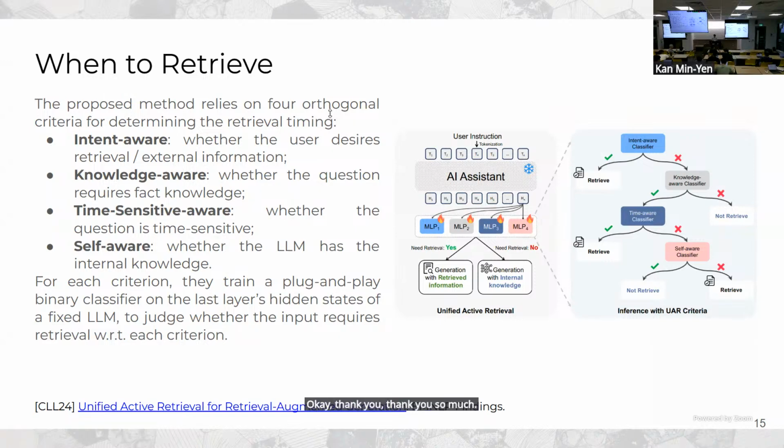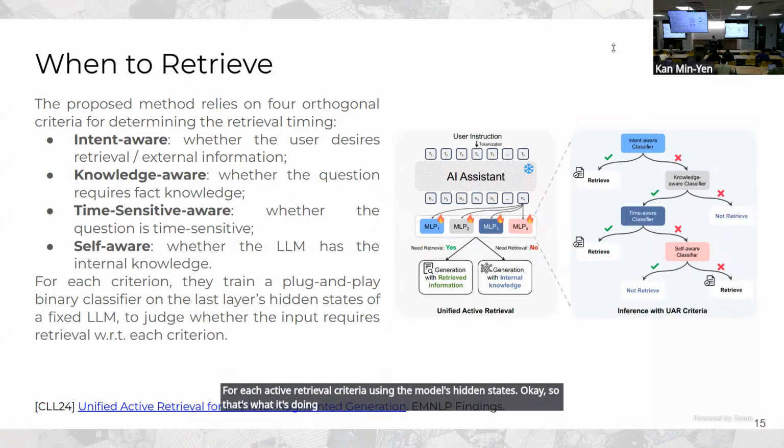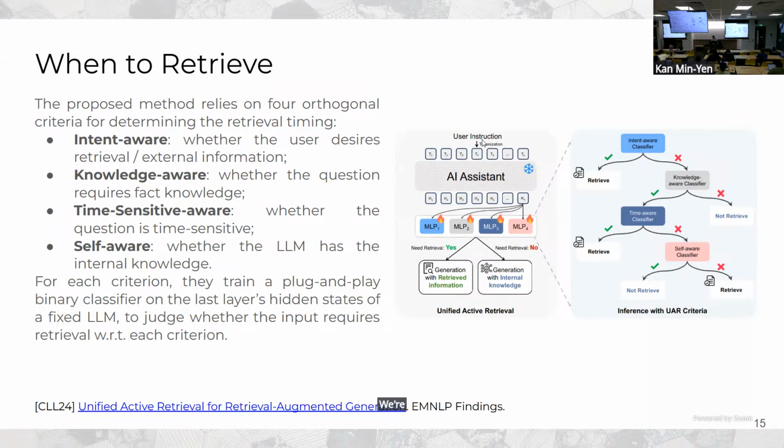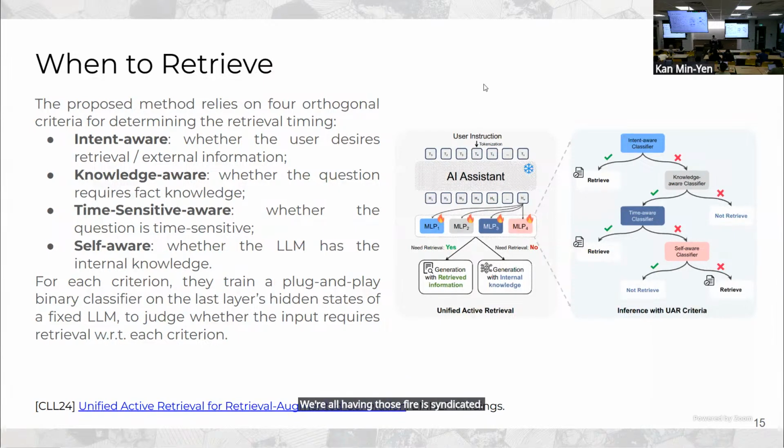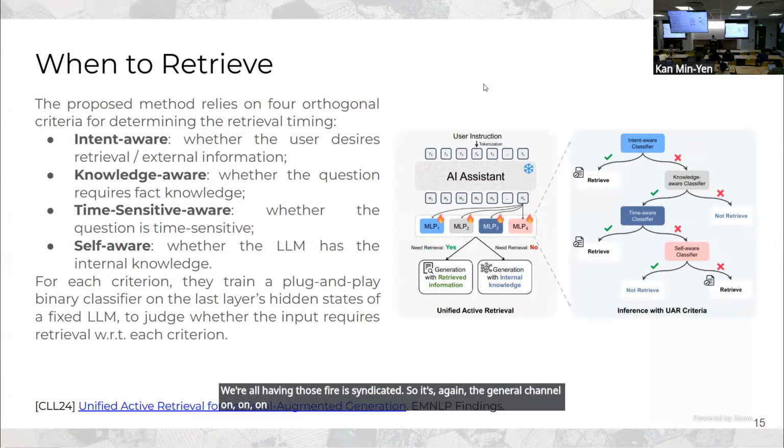In the general channel, I also pasted some text from the actual paper. I put the hyperlink and went to the paper to read. It does say, as shown in figure 2, we fix the parameters of the LLM and train a lightweight classifier for each active retrieval criterion using the model's hidden states. So that's what it's doing in that middle layer where all the fire is indicated.